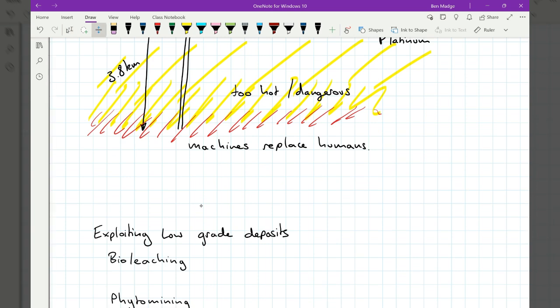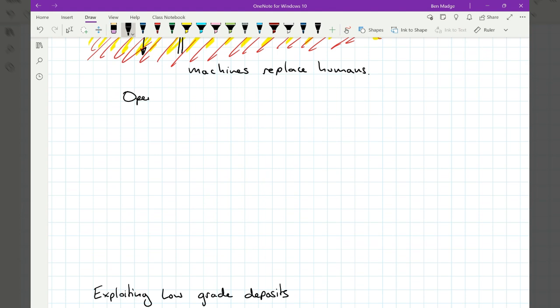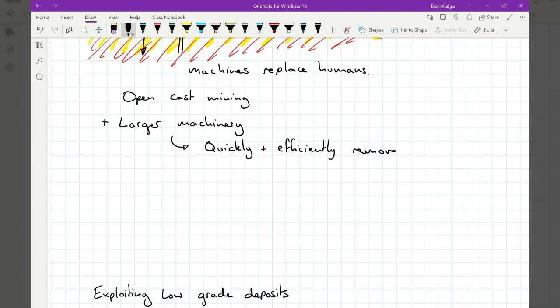The other one then is opencast mining. So we can use larger machines to do our excavations. So we can quickly and efficiently remove overburden and minerals by having larger machines. So we are going to have excavators that are 13,000 tons and trucks that can carry 300 tons at a time. And this allows opencast mines to get deeper to the depth of 600 meters, which was in the past impossible.